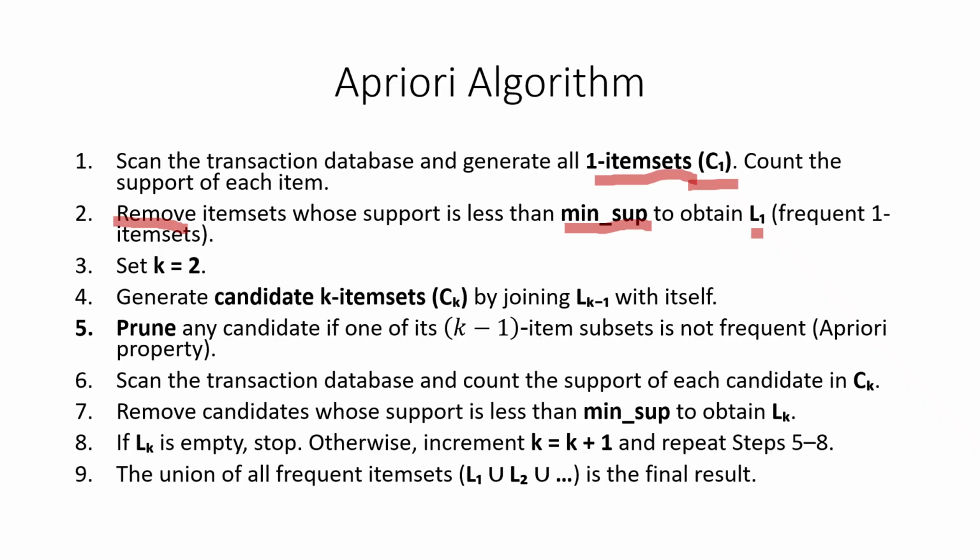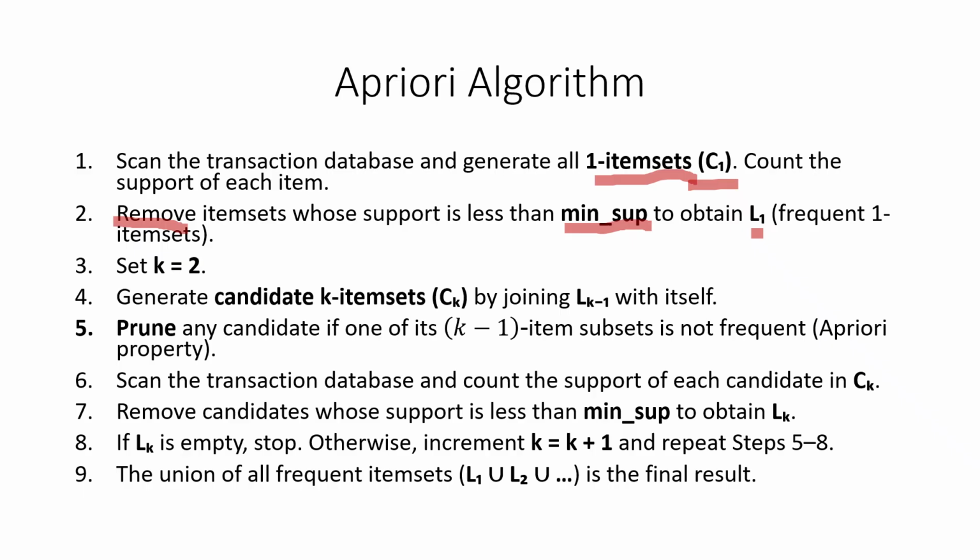So C1 is nothing but all the one-item sets along with the count value. L1 means all the one-item sets which satisfy the minimum support. Now I calculated C1 and L1. So now I have to increase my K value. Initially my K value was 1, so I calculated the one-item set and the frequent one-item set, that means C1 and L1 respectively.